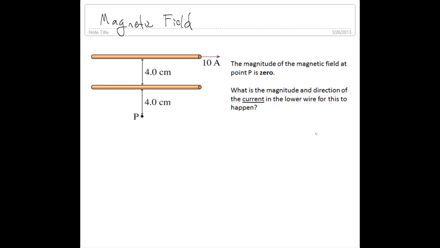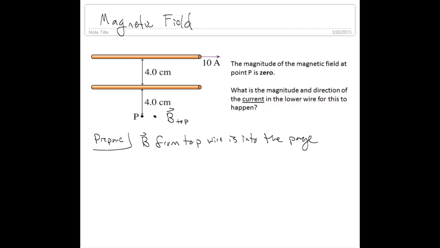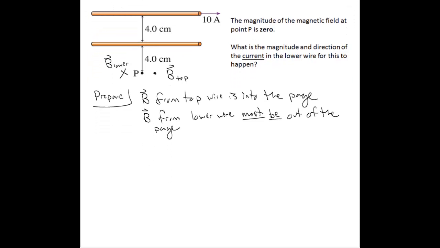So the first thing we do to do a problem like this is to first think about the direction of the magnetic field due to the top and the bottom wire. We first notice that the magnetic field due to the top wire is into the page, and so we can mark that. So therefore the magnetic field from the lower wire must be out of the page in order for the two magnetic fields to cancel. The only way we can have that happen is if the bottom wire has a current moving to the left.